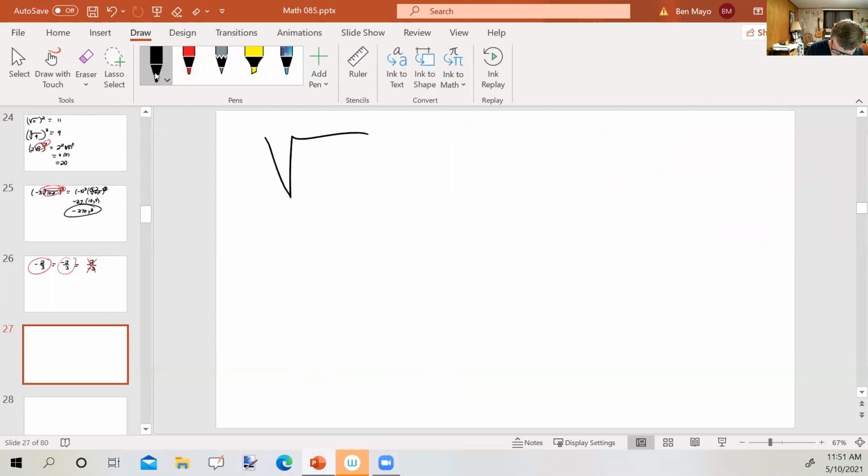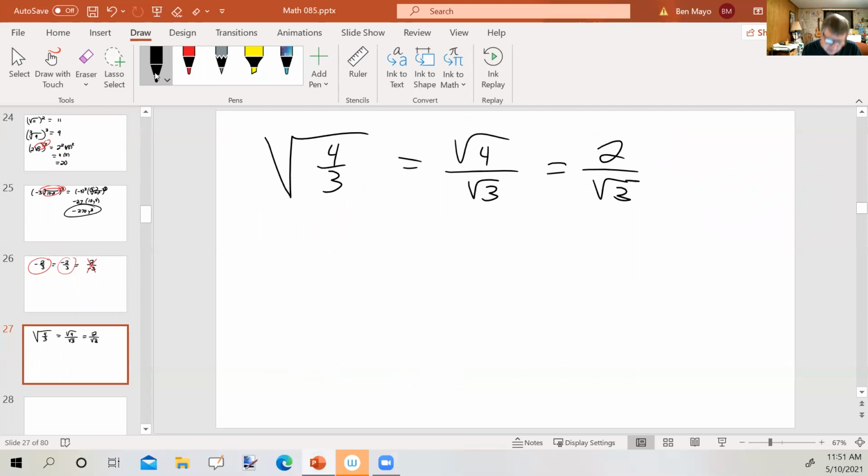Okay, now let's talk about radicals. Let's say we've got the square root of 4/3. We could break that apart into the square root of 4 over the square root of 3, which would then become 2 over the square root of 3. Well, just like we don't like to have a negative attached to the denominator, we don't like to have a denominator of a radical being a radical. In other words, we want to what we call rationalize the denominator. So we want to take the square root of 3, which is irrational, and turn it into a rational denominator.